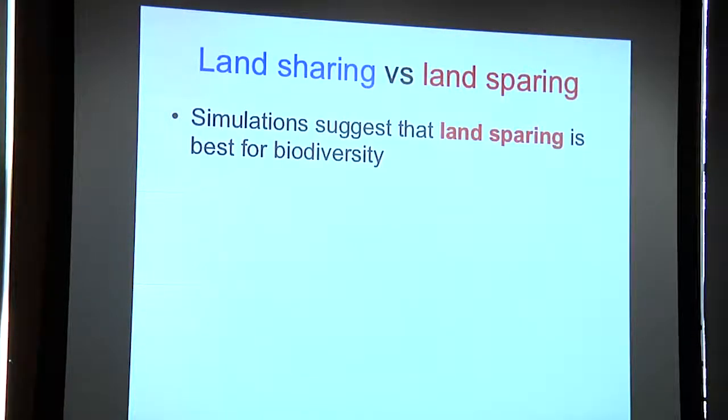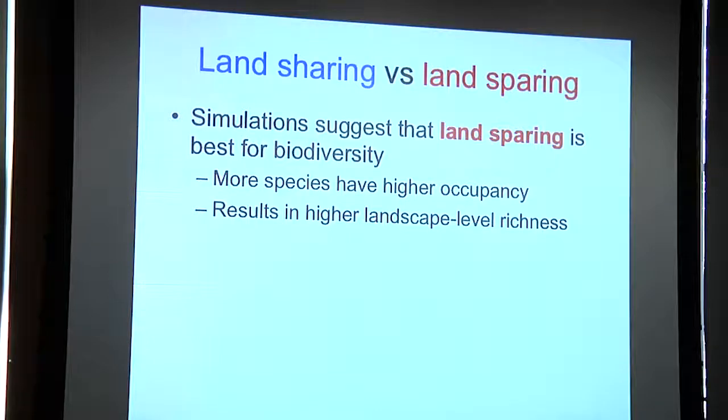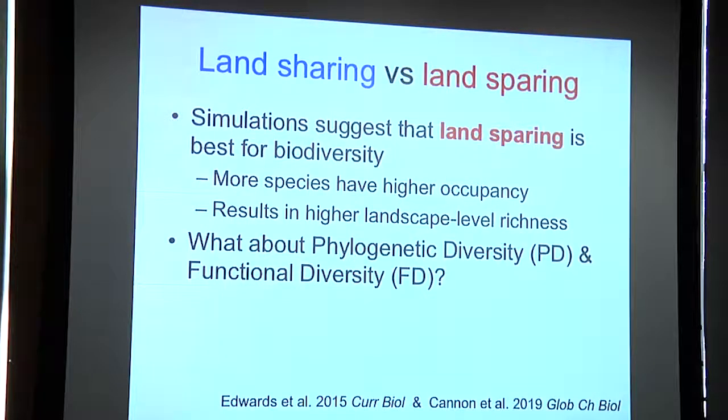So our simulations suggest that land sparing is best for biodiversity. You would have more species with higher occupancy probabilities under sparing. You would have higher landscape level taxonomic diversity. So we don't just want to protect species for species' sake, we're also interested in phylogenetic diversity, the evolutionary history contained in our communities, and we're interested in the functional roles that those species may play. So we can look at two other forms of diversity as well, and we use the same simulations to do that.